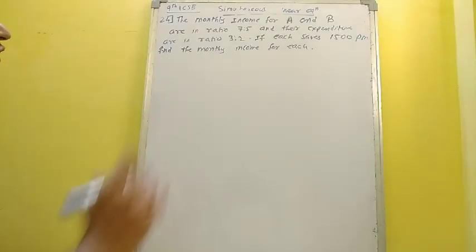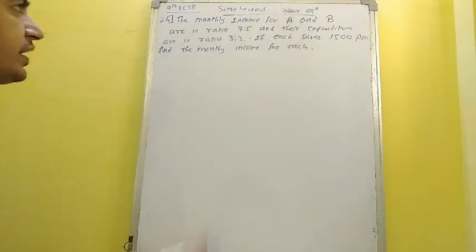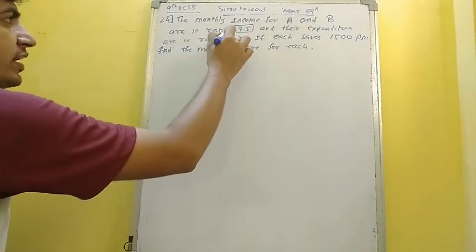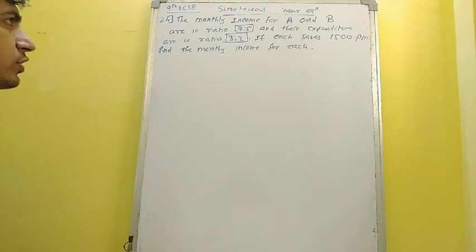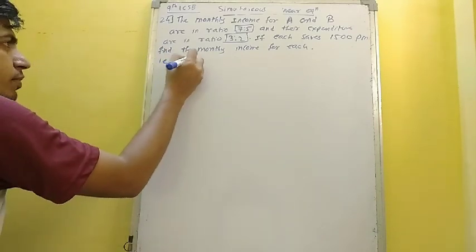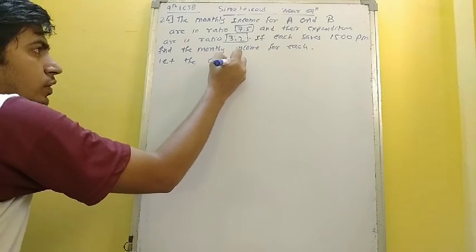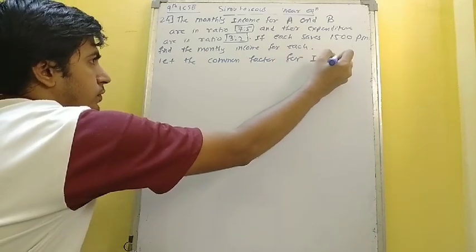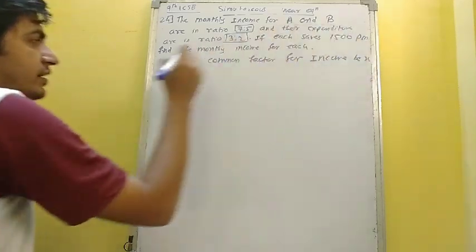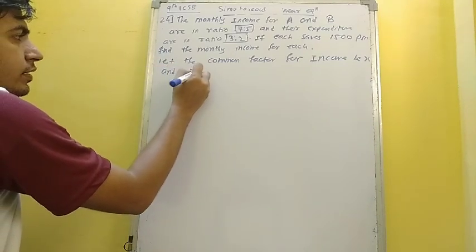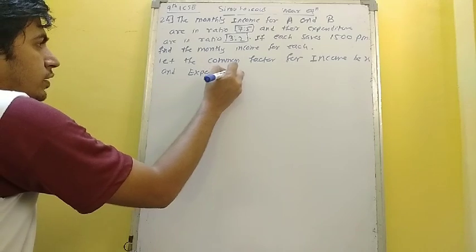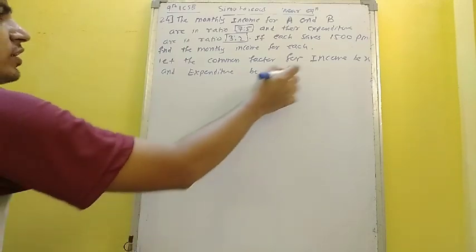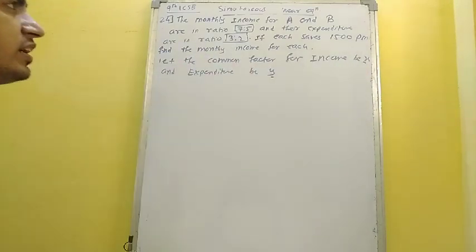Okay, for the 24th question, the monthly income for A and B are in ratio 7:5. So this is the ratio for the monthly income, and the ratio for their expenditure is 3:2. Now we have a ratio. So we will let the common factor for income be X and the common factor for expenditure be Y.